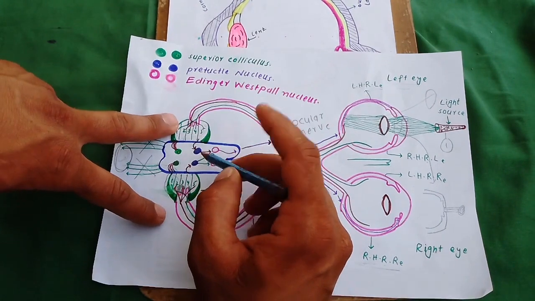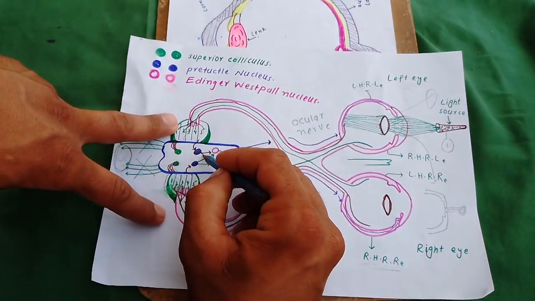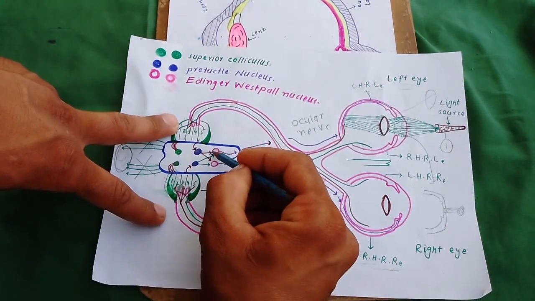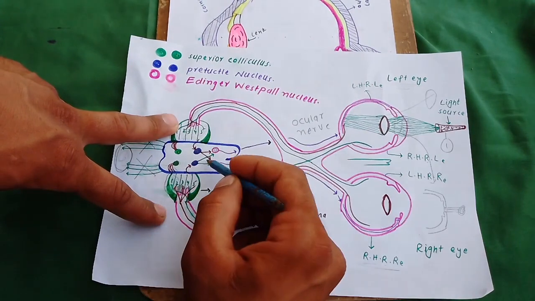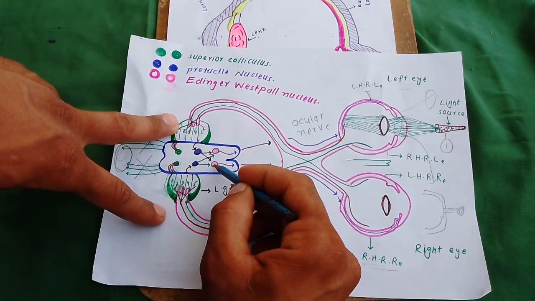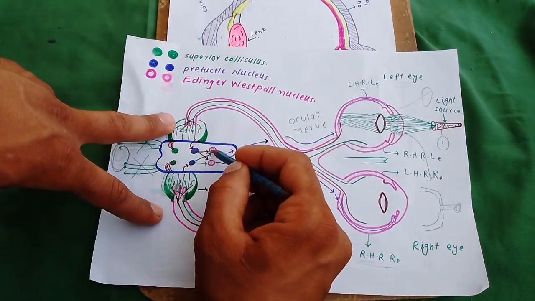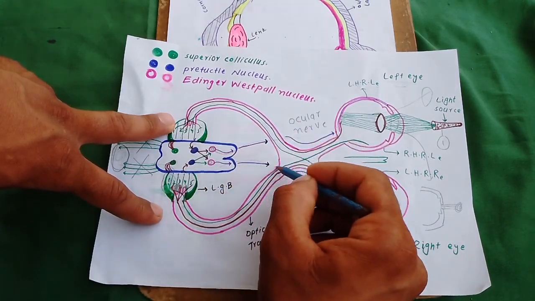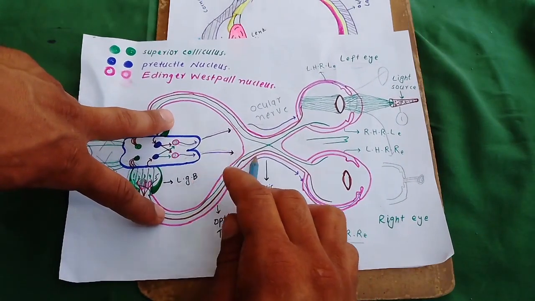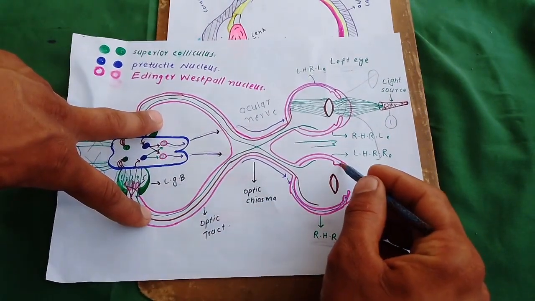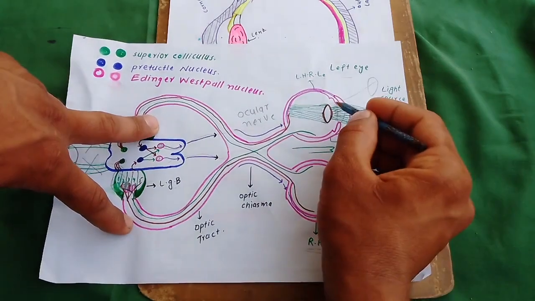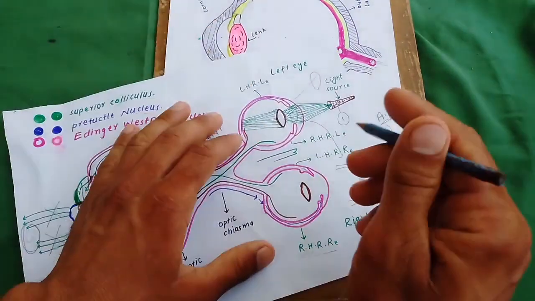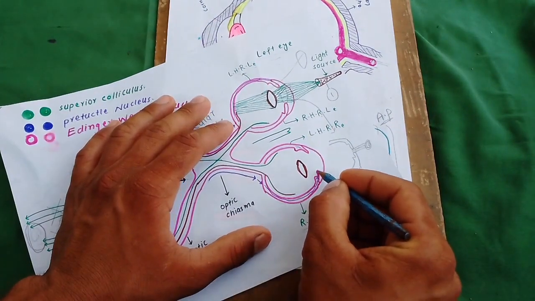Here the crossing of the nerve fibers occurs. It carries the message to the left Edinger-Westphal nucleus and to the right Edinger-Westphal nucleus. So when this nucleus is stimulated, then with the help of the oculomotor nerve, the third cranial nerve, this action potential reaches the iris of the eye, up to the muscle of the iris, up to this point.